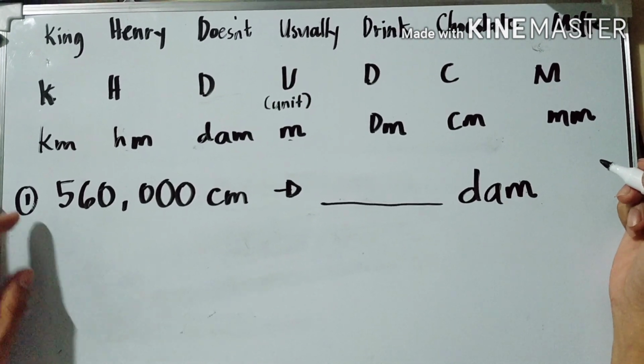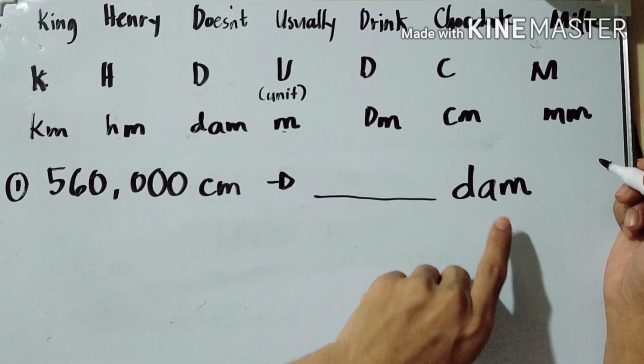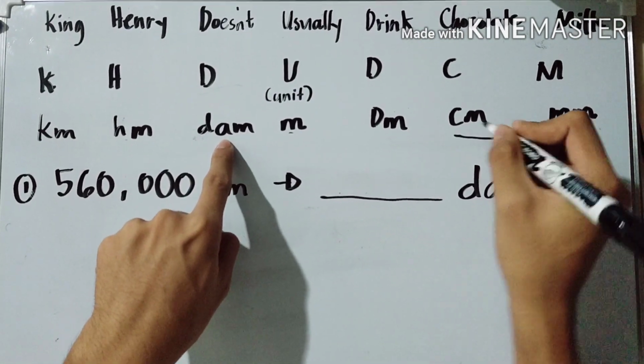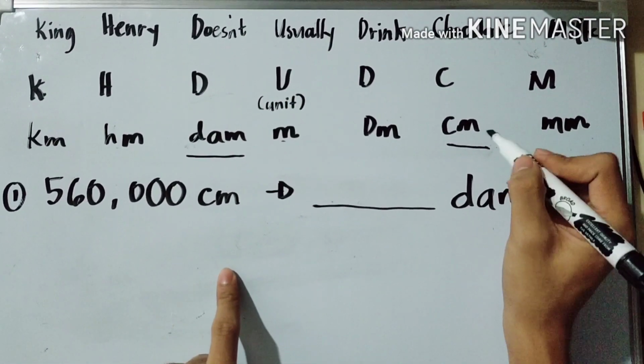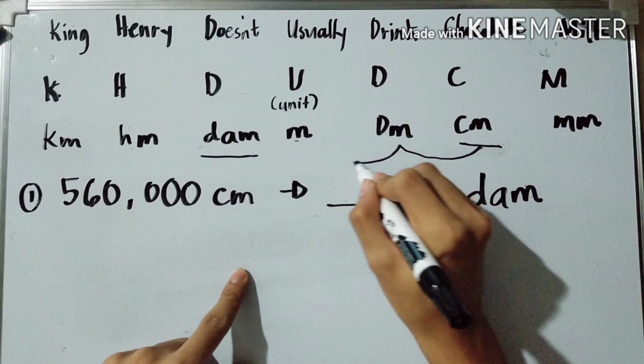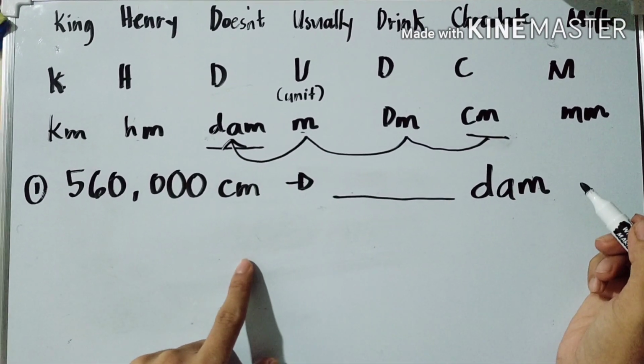Okay, next. Another conversion is 560,000 centimeter. Convert it to decameter. So, from centimeter to decameter, we move three units to the left. Move tayo ng units: 1, 2, 3. So, 3 units to the left.